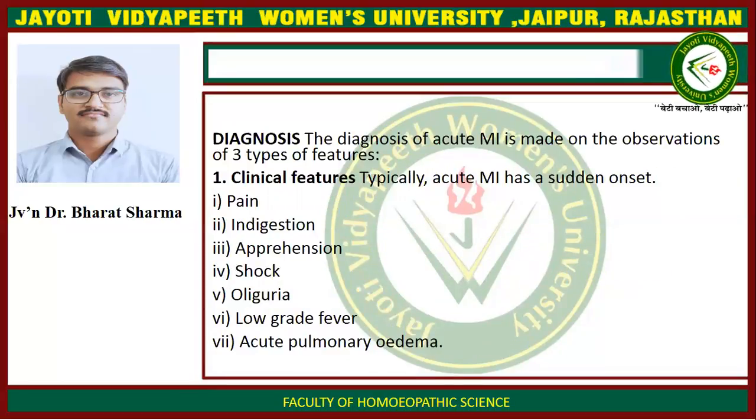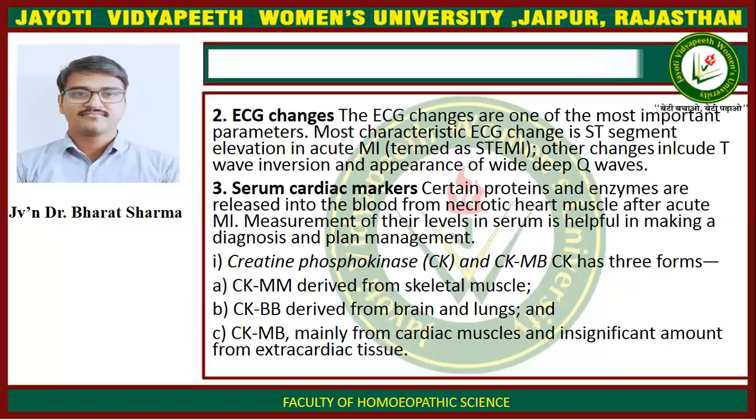Diagnosis. The diagnosis of acute myocardial infarction is made on the observation of three types of features. First is clinical features. Typically, acute MI has sudden onset with pain, indigestion, apprehension, shock, oliguria, low-grade fever, and acute pulmonary edema. Second is ECG changes.